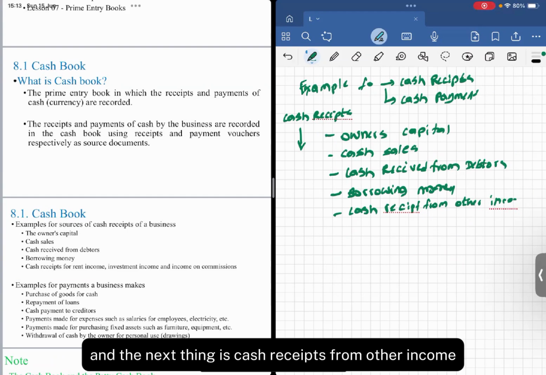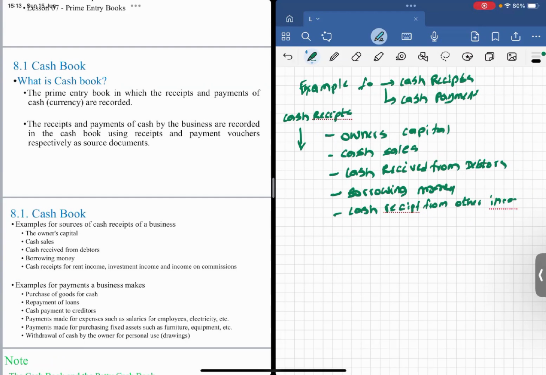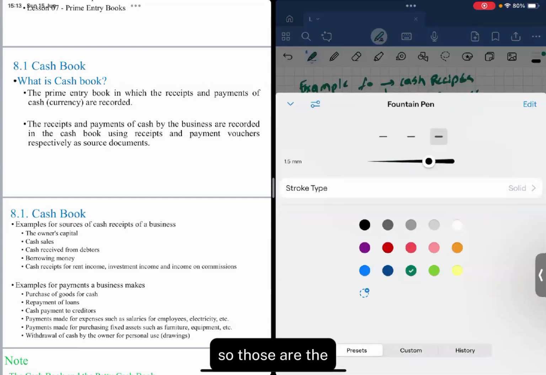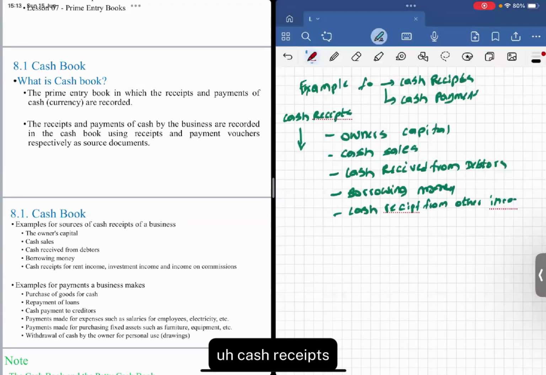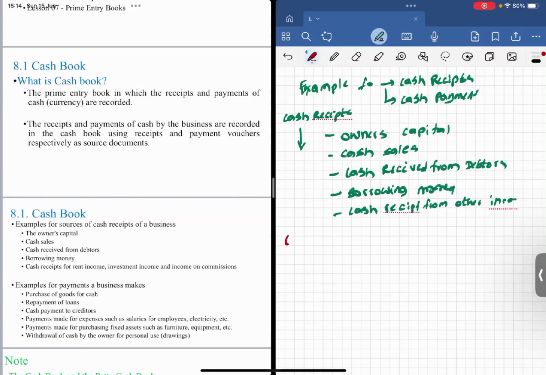The next thing is cash receipts from other income, such as rental income, investment income, and income from commissions. So those are the cash receipts. And then we are going to learn about cash payments.